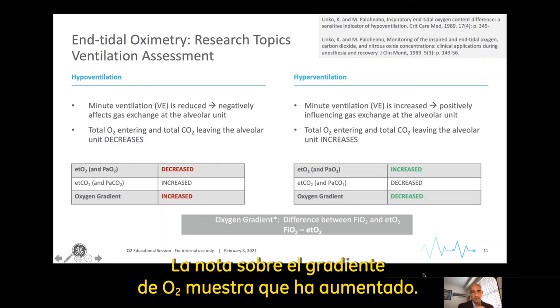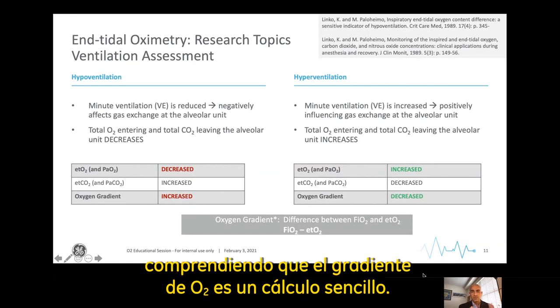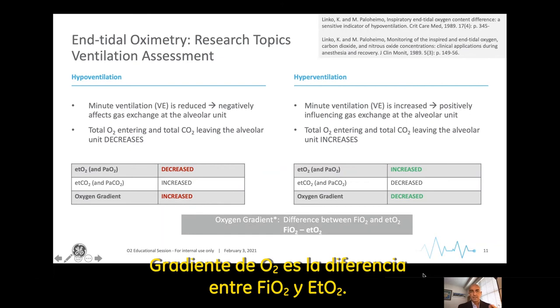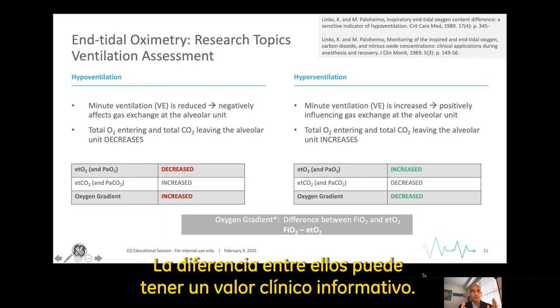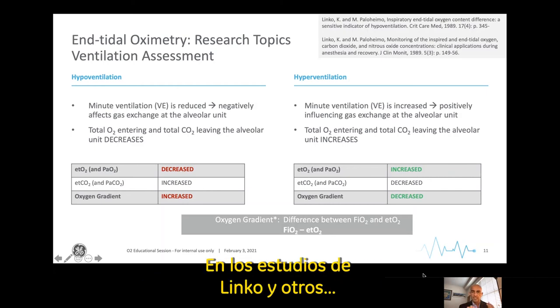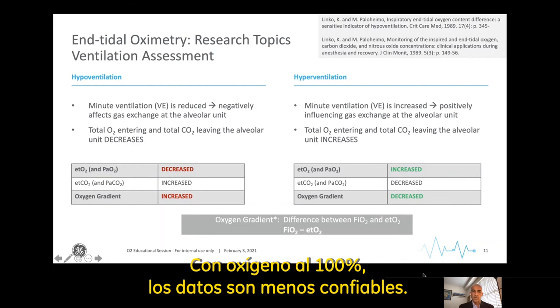There is a note of the oxygen gradient here showing that it's increased. We'll focus on the oxygen gradient in a little bit more detail, but at a high level, the oxygen gradient is a simple calculation: the difference between the FiO2 and that of the end tidal O2. So as FiO2 is fixed and end tidal O2 changes up or down, the difference between those two can be a clinically informative value, with one caveat. Typically, the studies done by Linko and others show that the oxygen gradient is most robust when the FiO2 is 60% or less. So if you're on 100% oxygen, it becomes unreliable, as an example.